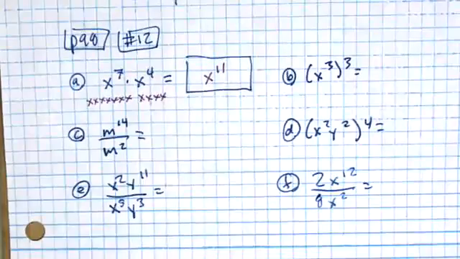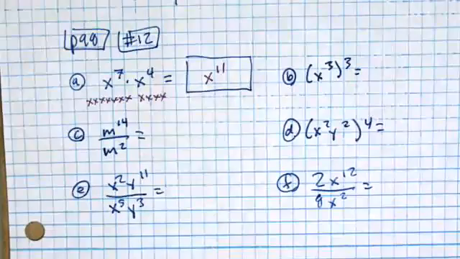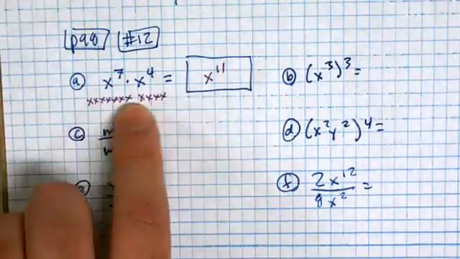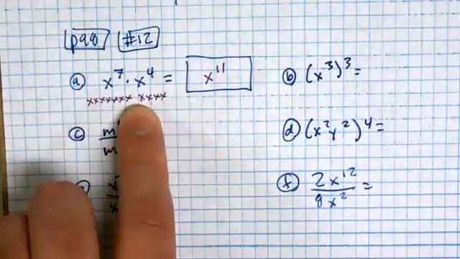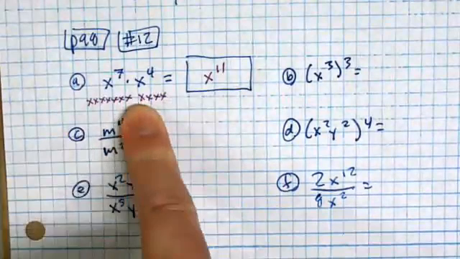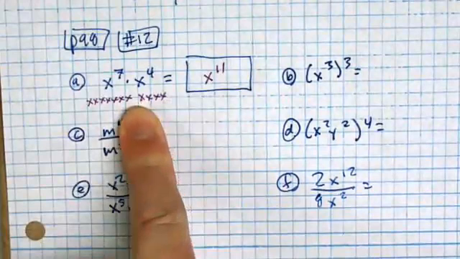Did you come up with x to the 11th for part A? Was anybody able to do it without writing out all the x's? So you guys starting to use those shortcuts or think through? That's good if you did.